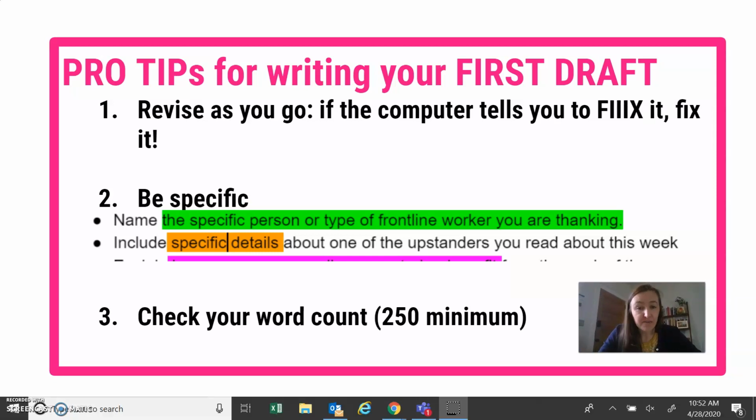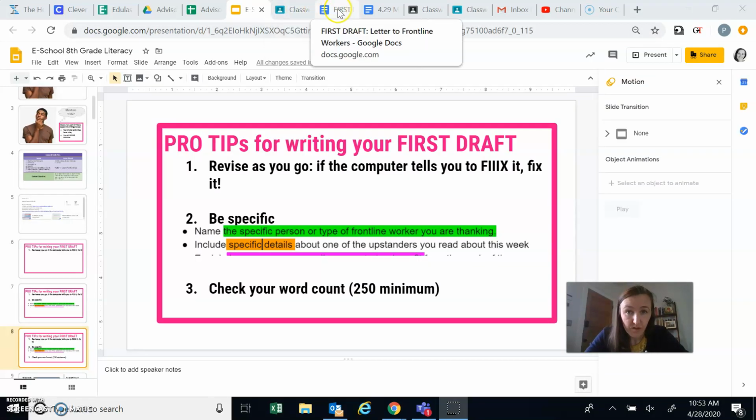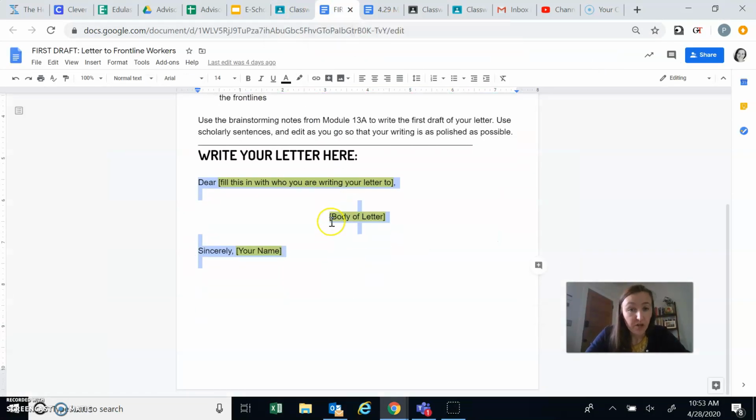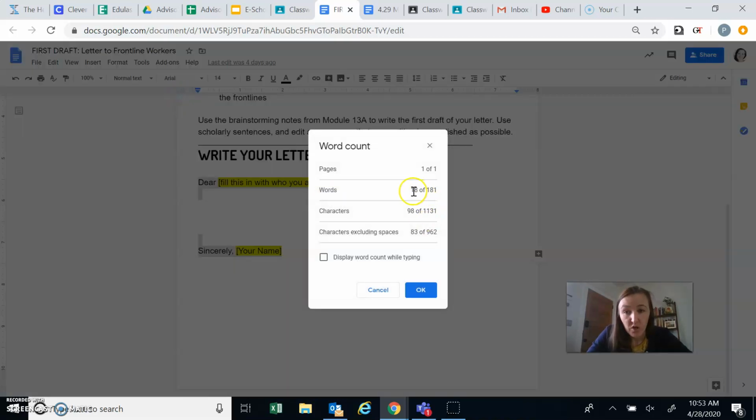And then the last tip is to check your word count today at the end of the module to make sure you've written enough. And I'm going to show you how to do that just in case you forgot. Okay, so when you're in your draft, the way to check your word count is to highlight everything you've written. So everything that's underneath where it says write your letter here. Then you're going to go to Tools, and you can click Word Count. And it's going to tell you a number.